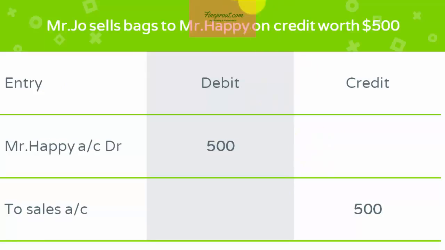Next transaction is Mr. Joe sells bags to Mr. Happy on credit worth 500. Now, when we sell to anyone on credit, the other party becomes debtor of the business. Debtor is asset, so we will debit asset account Mr. Happy account debit by 500 and sales is income, so we will credit sales account. Mr. Happy account debit to sales account by $500.